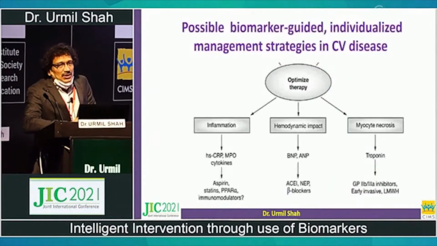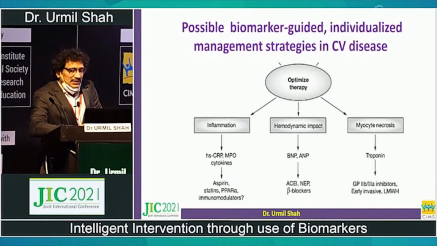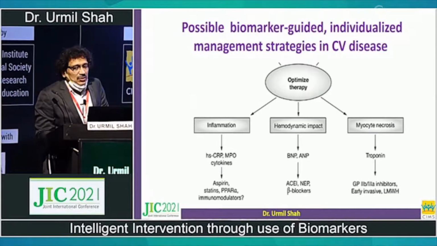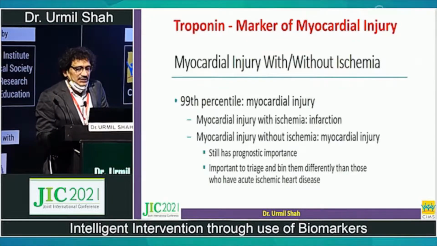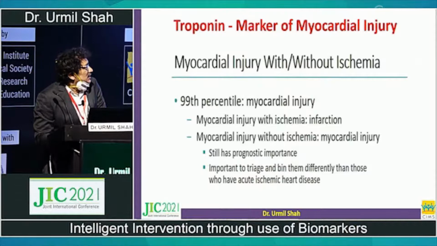Basically, whenever there is a myocardial necrosis, the troponin gets elevated. And when there is a hemodynamic impact on the heart, the BNP gets elevated. And those two are very important biomarkers as far as cardiovascular outcome or cardiovascular management is concerned. Let us discuss the troponin.